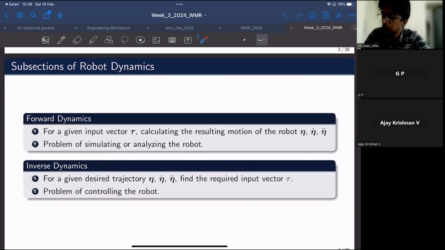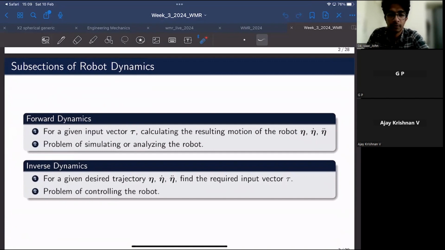So this is equivalent to simulating the robot or analyzing the robot. Simulating in the sense that if you want to give some forces, for example, if you give equal torques to all 4 motors, how would a differential drive robot move? Right. So that is more or less the forward dynamics problem. You can easily correlate with forward kinematics as well. That is also equivalent to simulating or analyzing the robot at the velocity level.